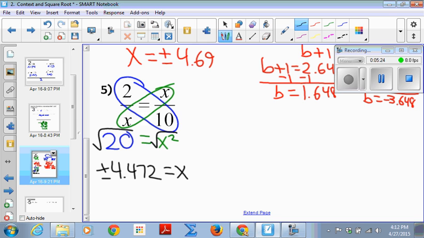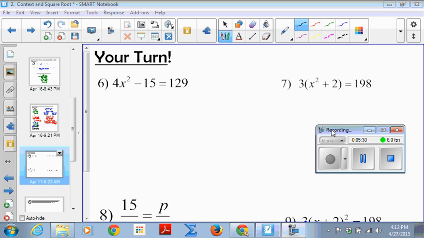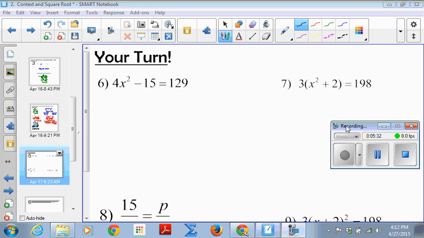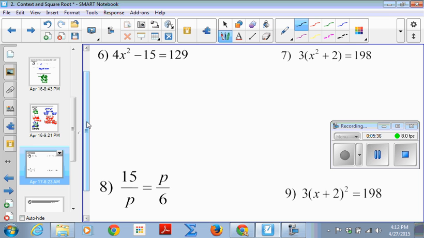That is equal to x. So go ahead and try these problems on your own. I'm going to show you the 4 on this page so you see them. And if you want to pause the video, go ahead. Otherwise, stay with me. Start this first one by adding 15 to both sides.